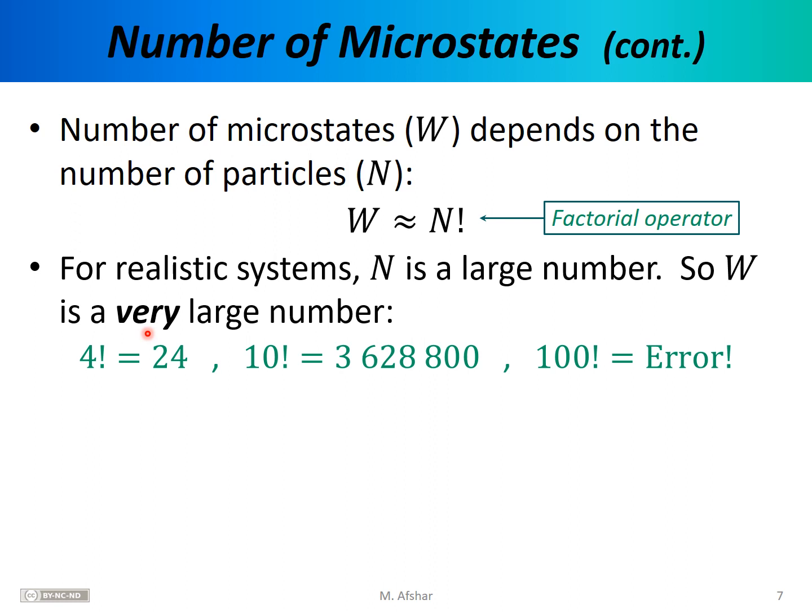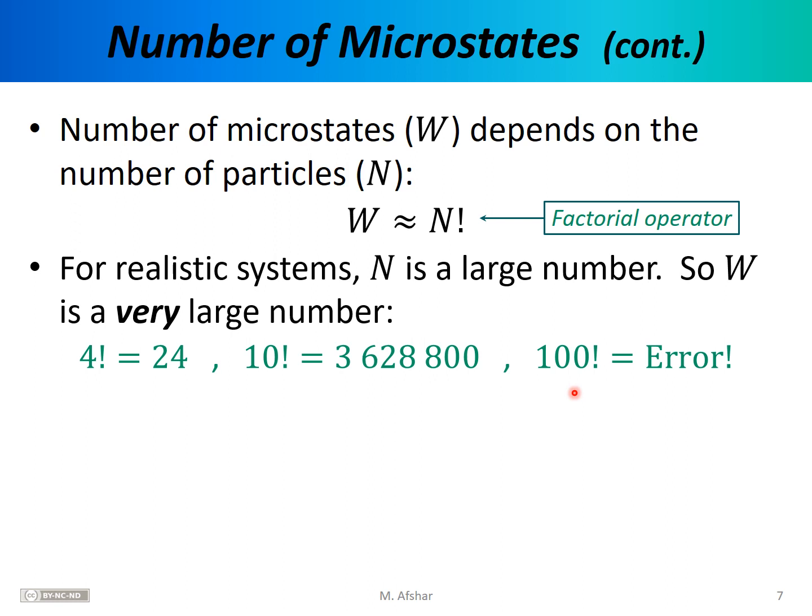In fact, if you have your calculator with you, you can try this exercise on your own. 4 factorial, which is simply 4 times 3 times 2 times 1, is equal to 24. You can check that on your calculator or just do it by hand. 10 factorial takes a little bit longer to calculate, but you can do it on your calculator easily, and it turns out to be a big number, but a very manageable number. On the other hand, if you type in 100 factorial into most handheld calculators, you will get an error simply because this number is too big for most handheld calculators.